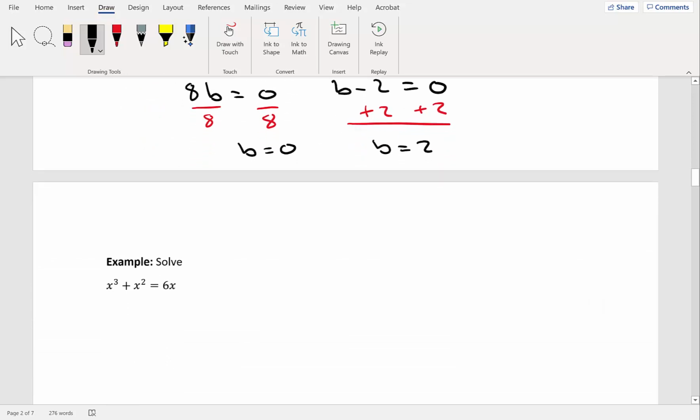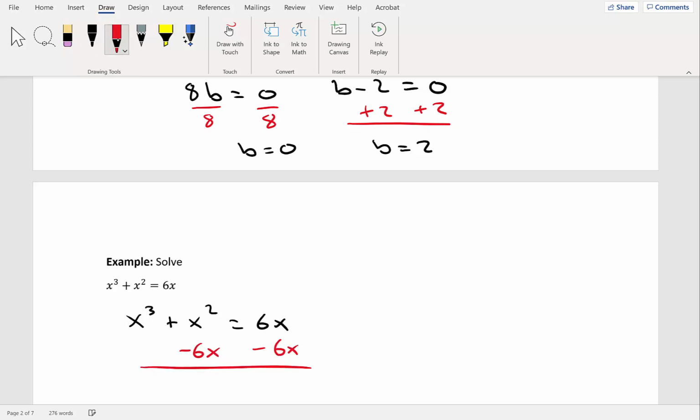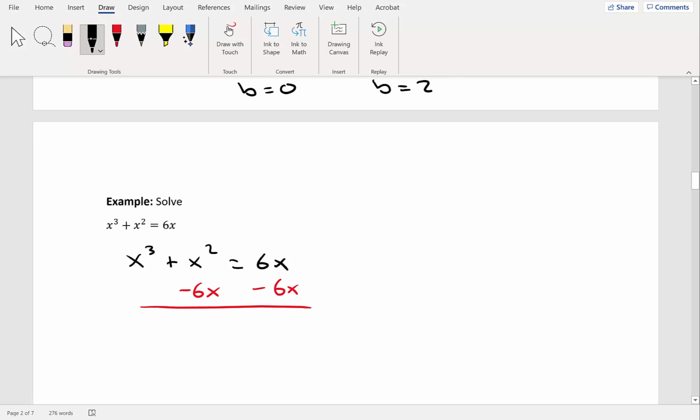Let's take a look at another example. This one is a little bit more difficult. This time we're not dealing with a quadratic since we have an x cubed. So we have x cubed plus x squared is equal to 6x. But let's approach it the same way. Get one side equal to 0. So let's subtract 6x from both sides. We get x cubed plus x squared minus 6x is equal to 0.